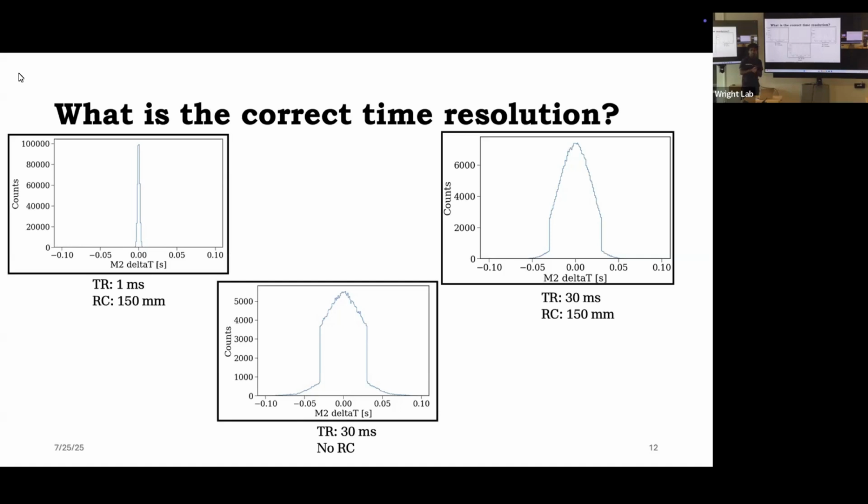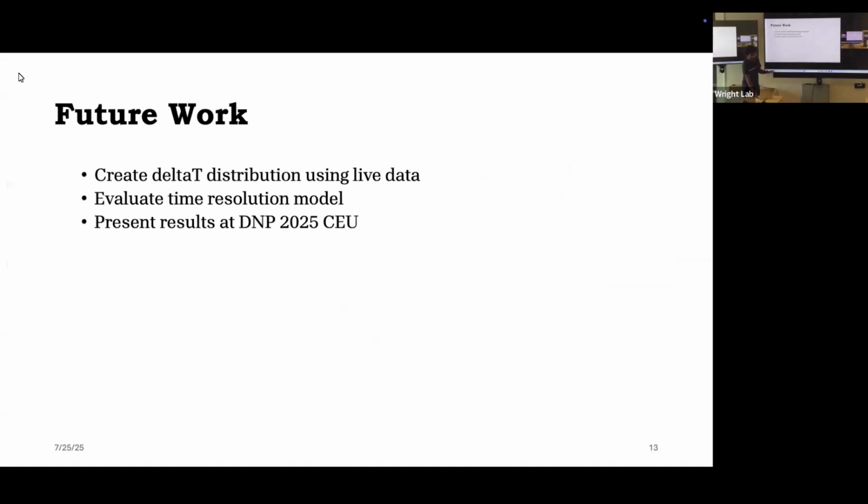And the question then is, what is the correct model for adding time resolution? The way we do it now is to use a Gaussian with varying widths, and so this kind of represents that. We need to know if it's a Gaussian and what kind of model is correct. So the program is to look at live data and how time resolution is shown in live data and try to fit that. That is part of my future work, and I hope to present more complete results of this project later this year at the DNP 2025.